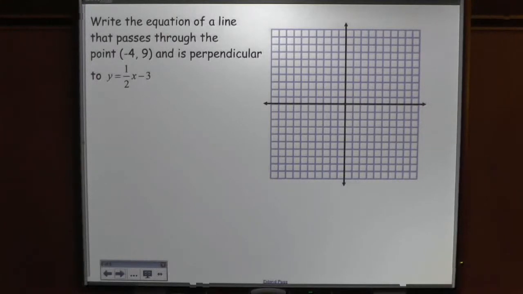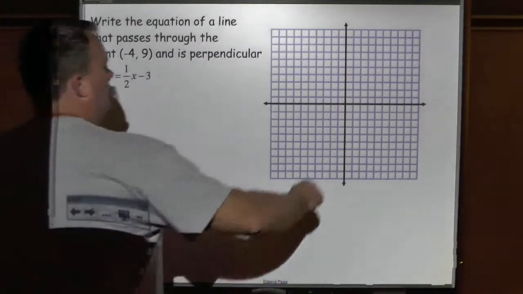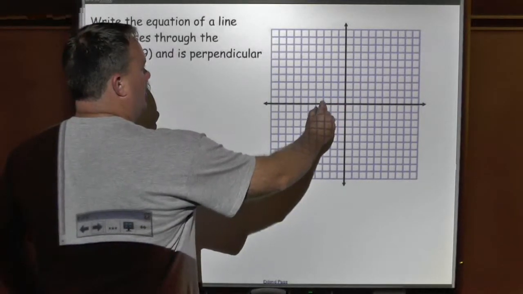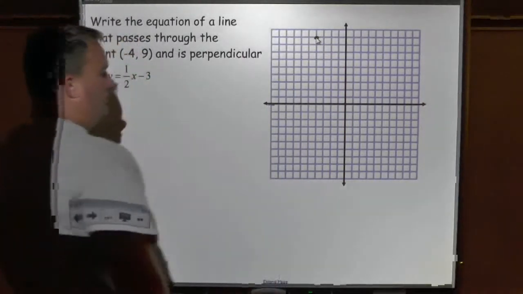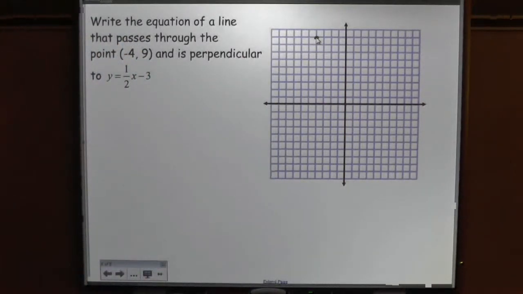Now this is where it starts to become more specific. Write an equation of a line that passes through the point negative 4, 9 and is perpendicular to y equals 1/2 x minus 3. Now this is another one that really confuses some people. As we look at this, the first thing you want to do is plot the point negative 4, 9. There's the point negative 4, 9.